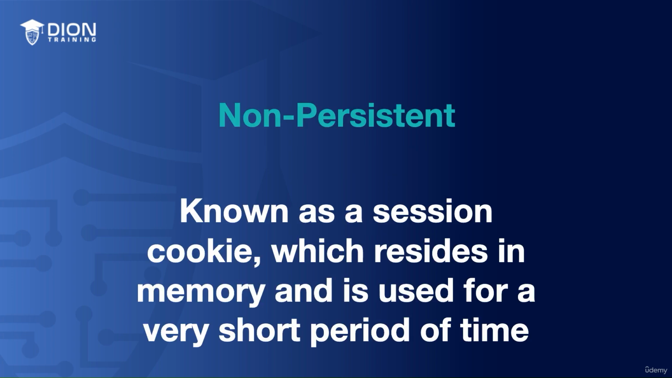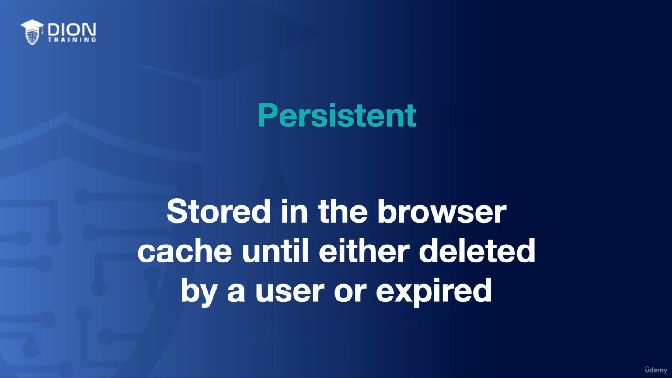Now, a non-persistent cookie is also known as a session cookie. Session cookies reside in memory, and they're used for a very short period of time. When the browser is done with that session, the cookie is going to be deleted. But some other cookies are more persistent, and those cookies will be stored in the browser cache until they're either deleted by a user or they expire.